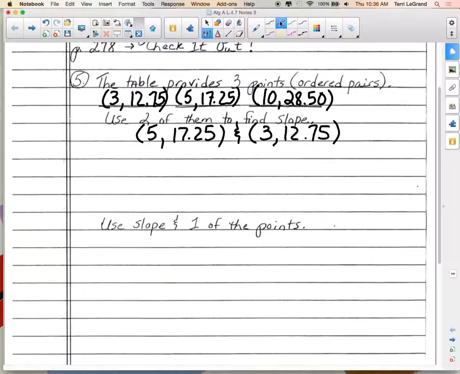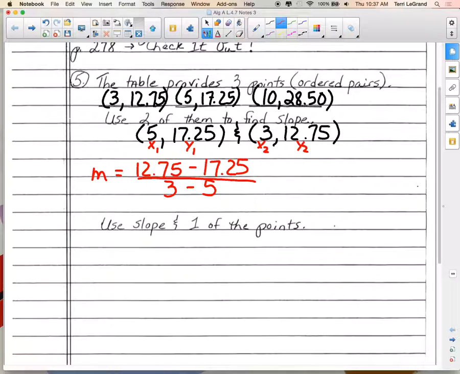So right now, let's assign them their roles then. Since we named this one first, let's let it be x sub 1, y sub 1. And the other one can be our x sub 2, y sub 2. So in our slope formula, what gets subtracted upstairs? 12.75 minus the 17.25. And then the 3, take away the 5. Okay, I'll let you use your calculators.